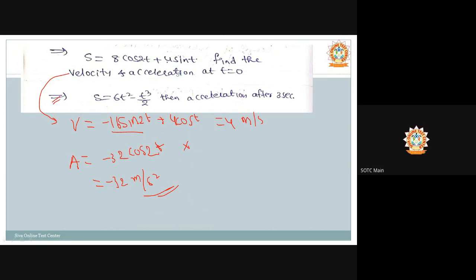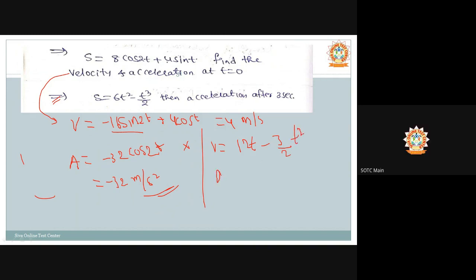If s is equal to 6t square minus t cube by 2, then find the acceleration after 3 seconds. Means they are asking at after 3 seconds, so you can assume t is equal to 3 seconds. Then tell me what acceleration is coming. Yes, 3 meter per second square is the correct answer. If you take the derivative of that, what will become? 12t minus 3 by 2 t square, right?